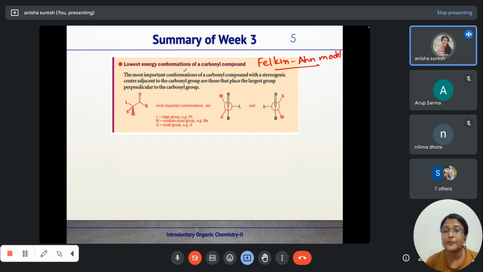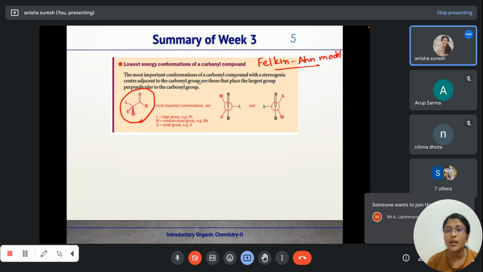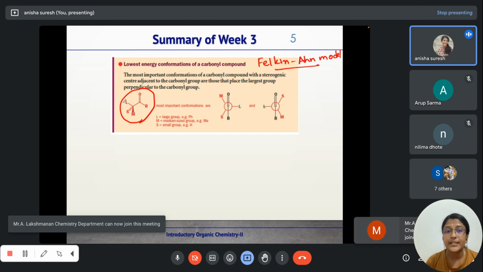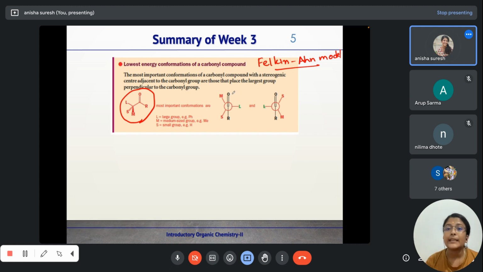So the lowest energy conformations of a carbonyl compound. This is the carbonyl compound that is given, which already has a chiral center. The most important conformations of a carbonyl compound with a stereogenic center adjacent to the carbonyl group are those that place the largest group perpendicular to the carbonyl group. So, if the largest group, referred to as L, is perpendicular to the carbonyl group, that will be the favored conformation.